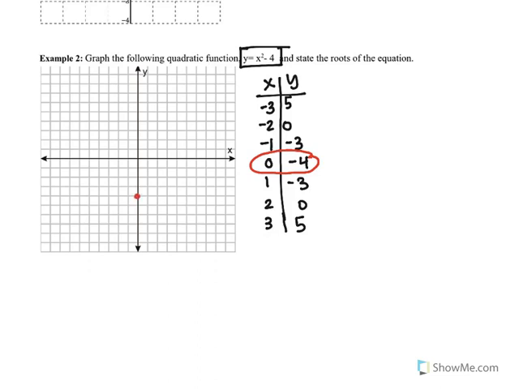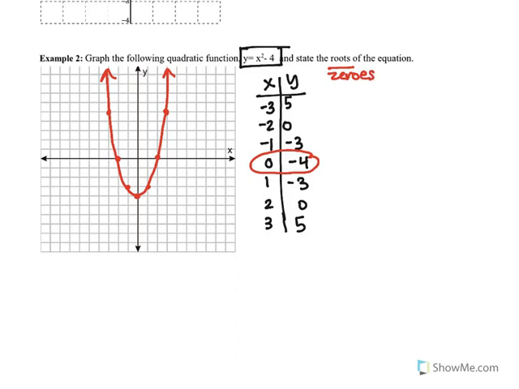Then I'm going to plot everything else that I can fit, even if it's not on my table. I have (-1, -3), (-2, 0), (-3, 5). And then I have the same thing on the other side. And then I'm going to go ahead and connect my points, making my U shape, and drawing my arrows. Now if they're asking me for the roots, again, that's the same thing as the zeros. So there's two things you can do.